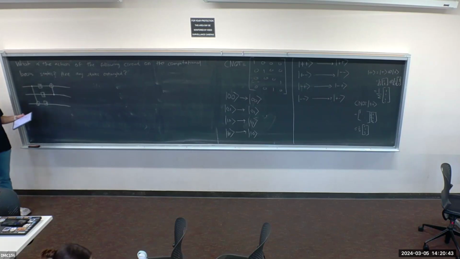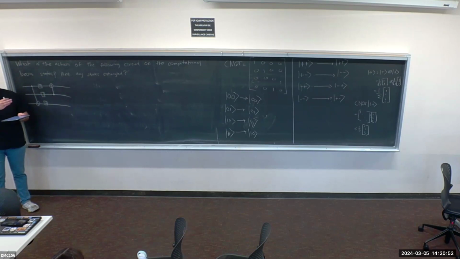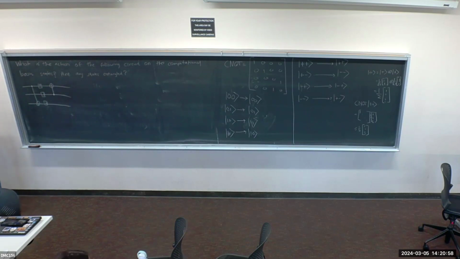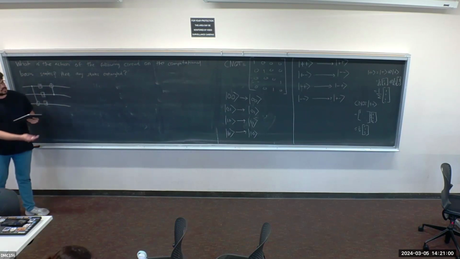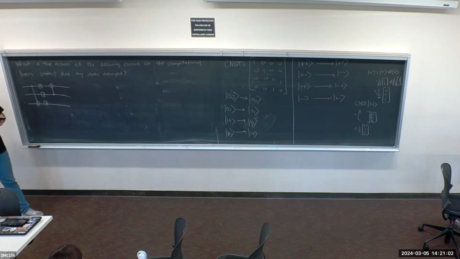So first let's understand the question. The action on the computational basis states. So what are the computational basis states? All the possible states with 0 and 1. So for 3 qubits, there will be 8 states. If it was Hadamard basis, then those would be the plus and minus states.